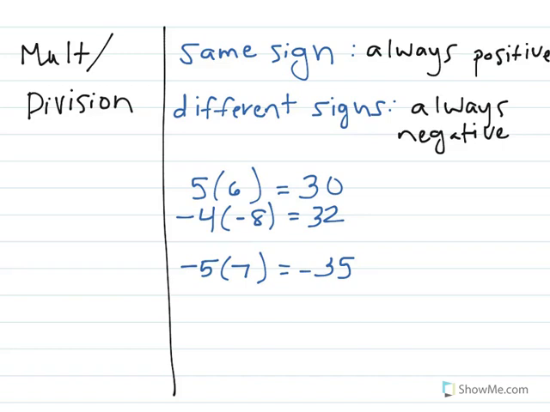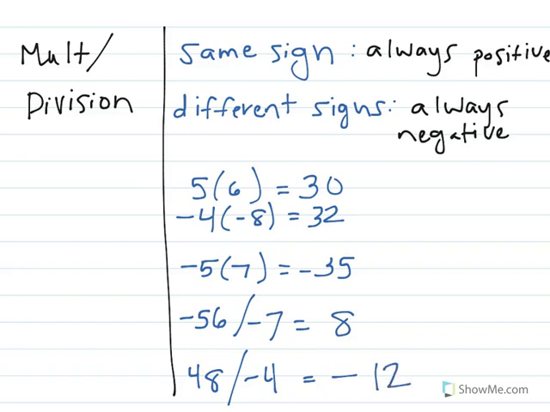And let's just look at a division example. If we have negative 56 divided by negative 7, because we have two of the same sign here, we've got two negative numbers, our answer is going to be positive, and then you just do 56 divided by 7, which is 8. So we're going to have a positive 8. Let's do one more. If we have 48 divided by negative 4, we have two different signs, so our answer is going to be negative. And then 48 divided by 4 is 12. So our answer is negative 12.